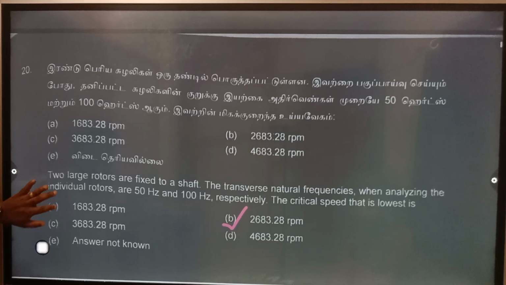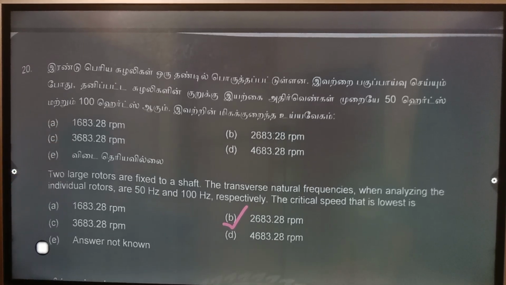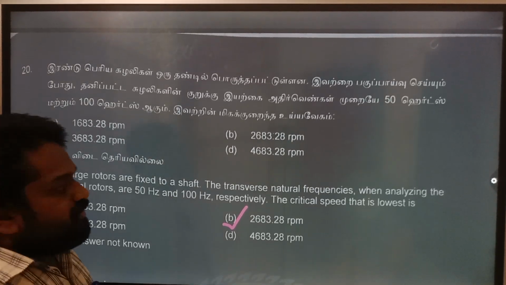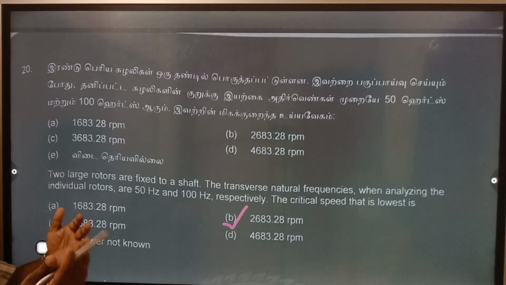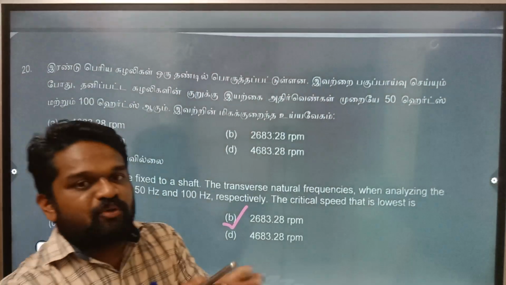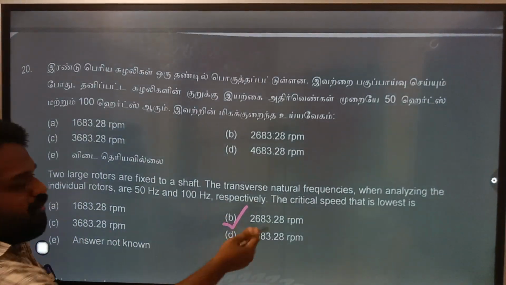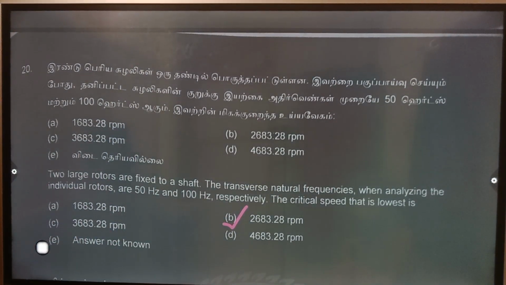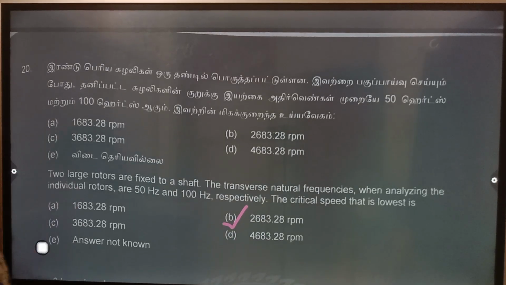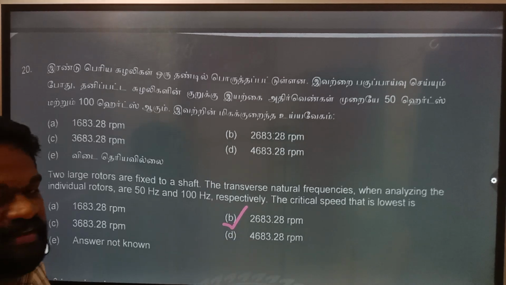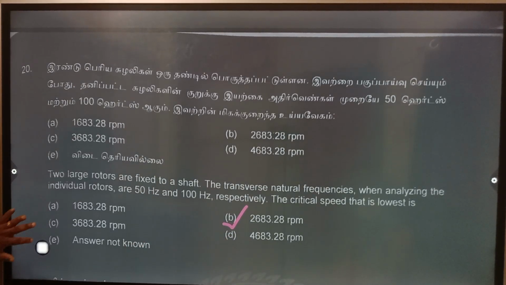Next question, 20. Two large rotors are fixed to a shaft. The transverse natural frequencies ஒரு equation இருக்காங்க, 1 by fn square equal to 1 by f1 square plus அப்படியே ஒரு equation இருக்காங்க. அது வச்சு பார்க்கும்போது you will get that as 2683.28 rpm. Okay, கொஞ்சம் calculations எல்லாம் வரும் இதுல. 2683.28 box 20 box.